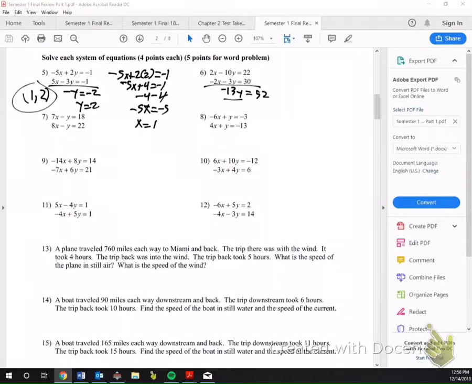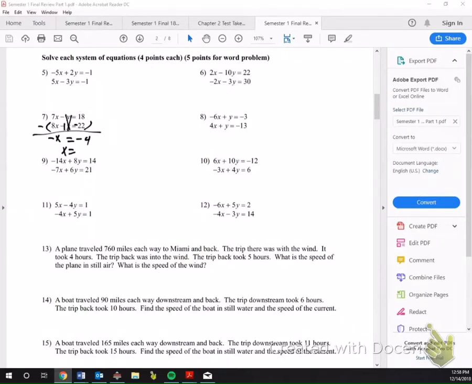Number 6, we're going to add again. So that's called elimination, because when we add them together, we're eliminating one of them. Solve for y, negative 4, plug it back in to either one of the equations. We get x equals negative 9. So our point there is negative 9, negative 4.